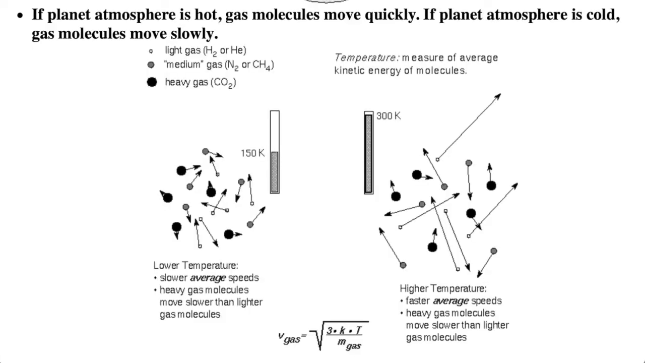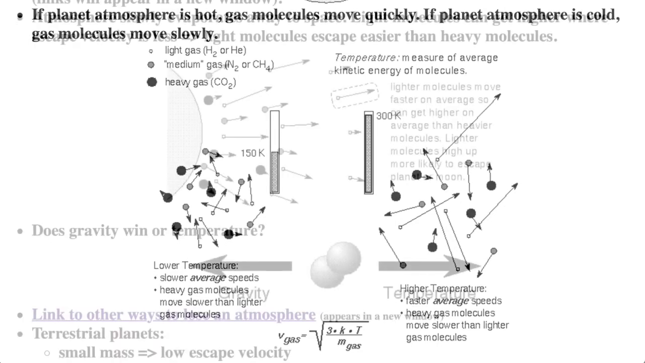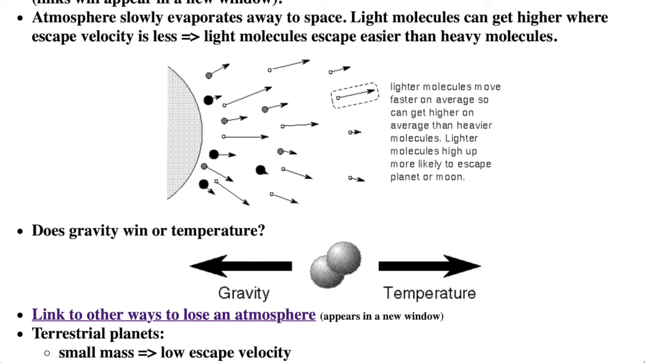Temperature is a measure of the random motion energy of the particles in something. If a planet's atmosphere is hot, the gas molecules move quickly. If the planet's atmosphere is cold, the gas molecules move slowly. At a given temperature, the more massive gas molecules, such as carbon dioxide, nitrogen, and oxygen, move slower than the less massive gas molecules, such as hydrogen and helium. Therefore, less massive molecules can get to higher elevations above the planet or moon and more easily escape from the planet or moon. Atmospheres leak away from the top, leaving just the heavier molecules down closer to the planet or moon.